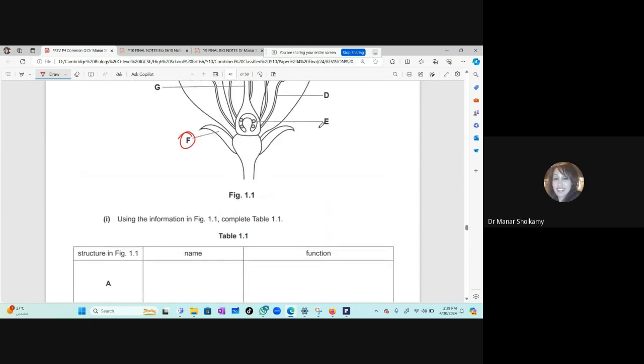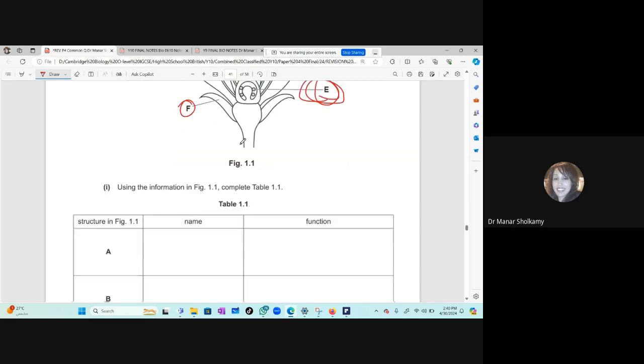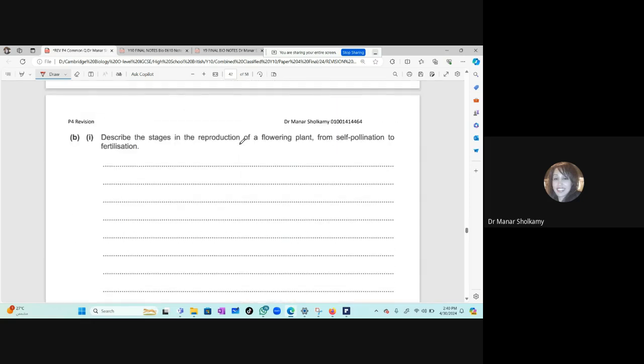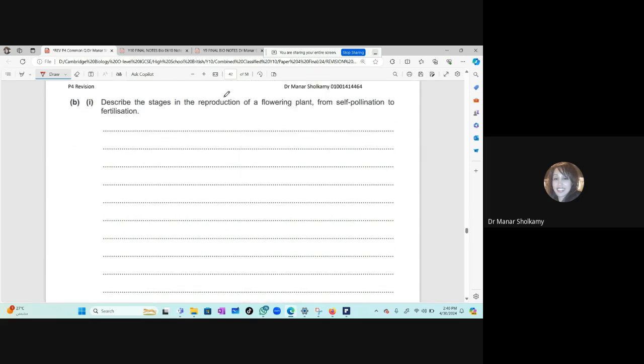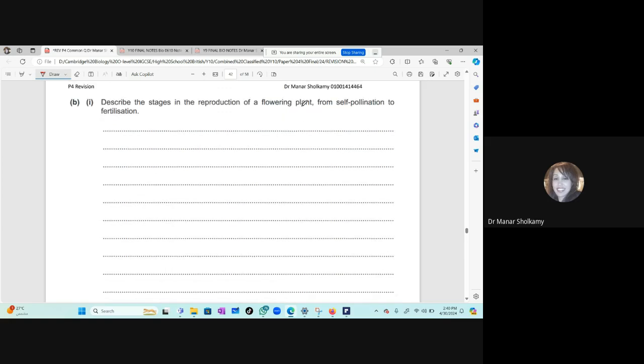What does E contain? Ovule. What is inside it? It doesn't contain the zygote. It contains the female gamete, the female nuclei. The zygote is diploid, this is still haploid. Now, describe the stages in the reproduction of a flowering plant from self-pollination to fertilization. Now, this is nearly half the lesson. How will you start this question?